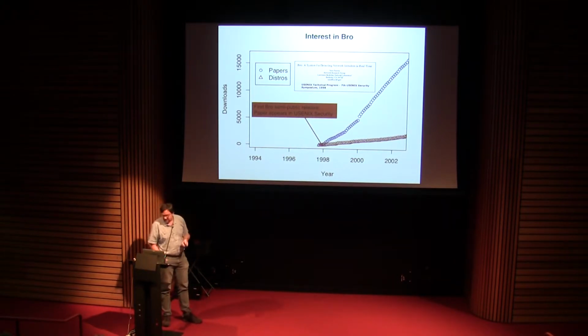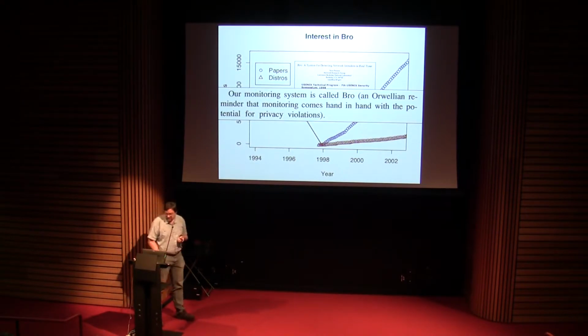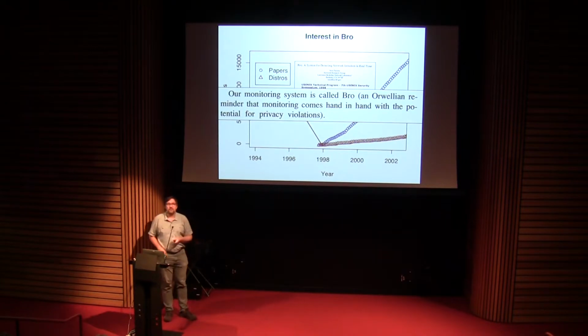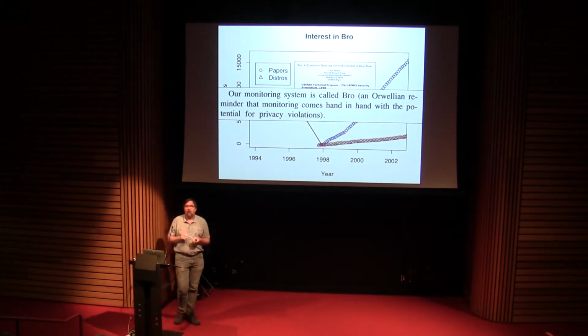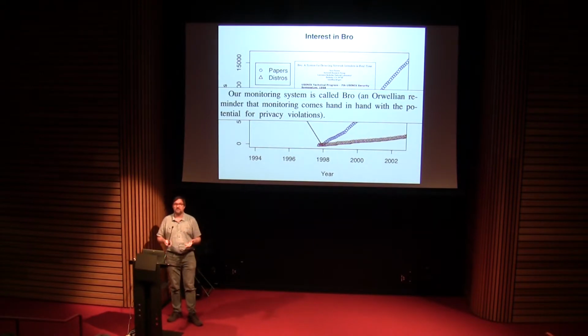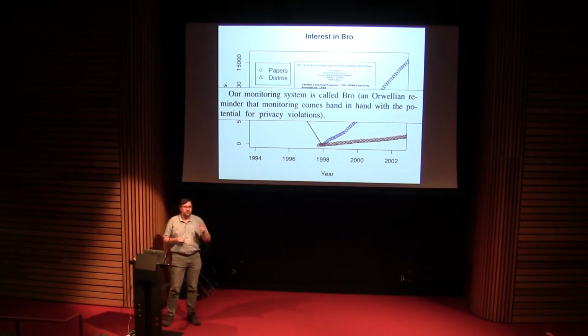"BRO, a system for detecting network intruders in real time," and in it, so here we get to the name, it says our monitoring system is called BRO, an Orwellian reminder that monitoring comes hand in hand with the potential for privacy violations. This has been a concern of mine going all the way back, right? As soon as you start monitoring network traffic, you realize, my goodness, is there a lot in there? And it's very unsettling. And so I wanted there to be a reminder right in our faces, don't abuse this technology.